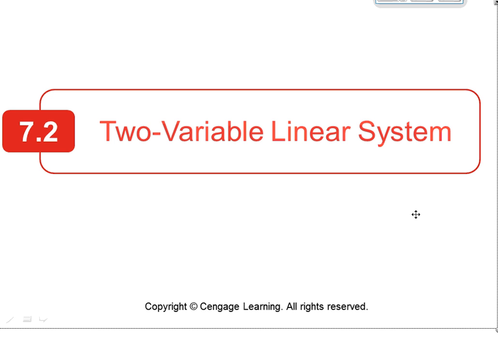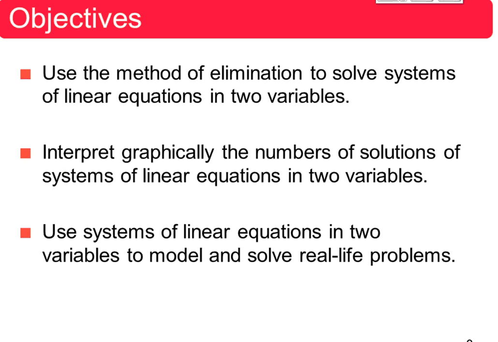So this is 7.2, 2 variable linear systems is what my word would be. And we'll go quickly through this. We'll do some problems, and I'll try to keep it to about 20 minutes. So we're going to use the method of elimination, which you're already familiar with, of linear equations in 2 variables.